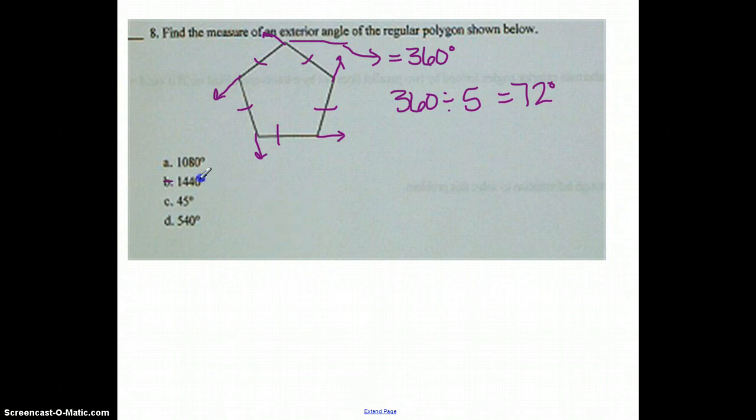Now this is the one originally on your paper. We said B should have been 180 and C should have been 72. So your answer should be C.